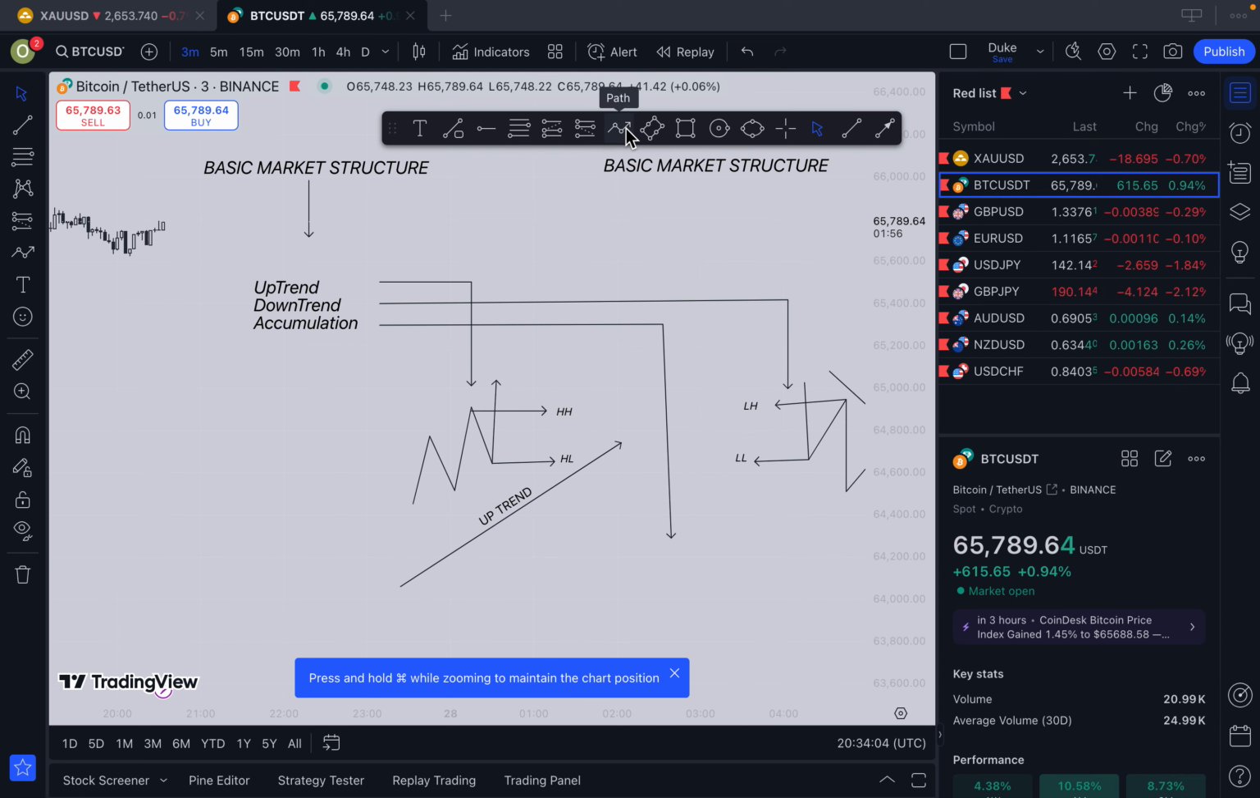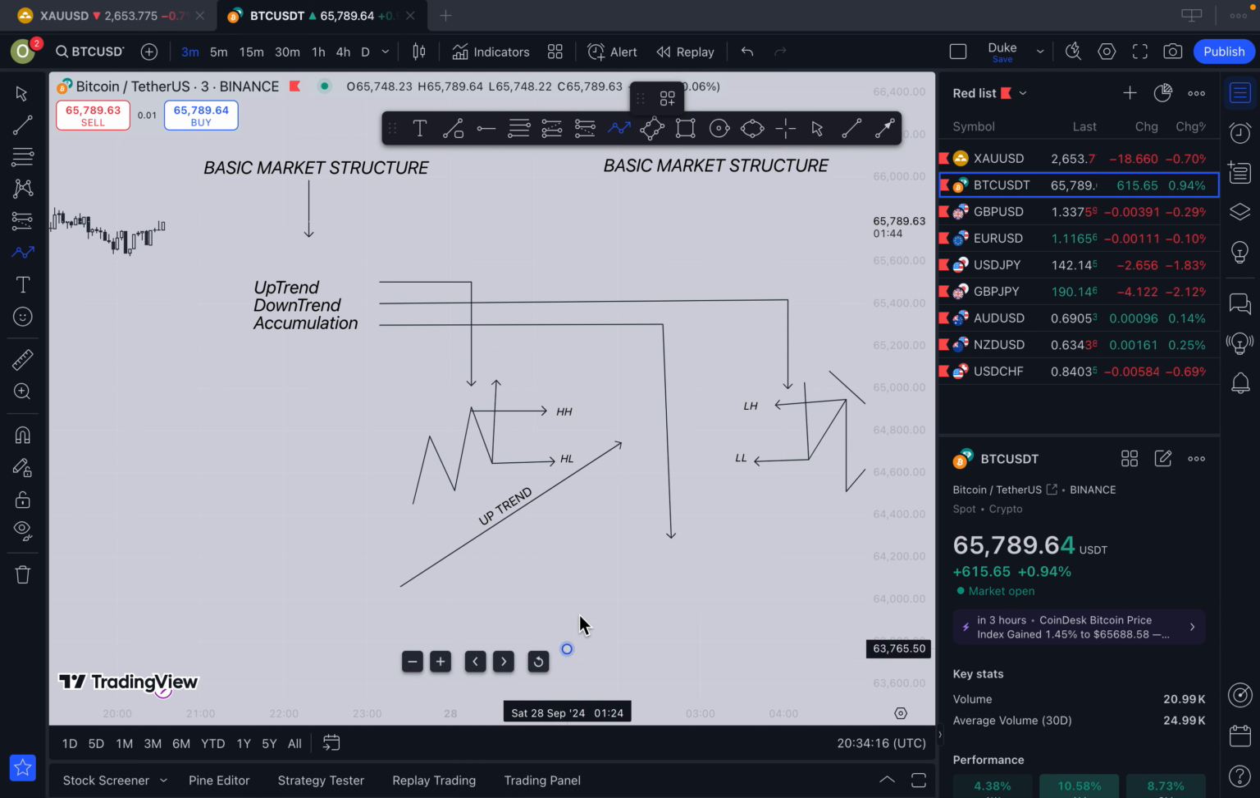So accumulation, what do we call accumulation? Accumulation is when the buyers and sellers are equal. You can see it like this. It's always in this form. When you see this, you will see this, then you will see this again.